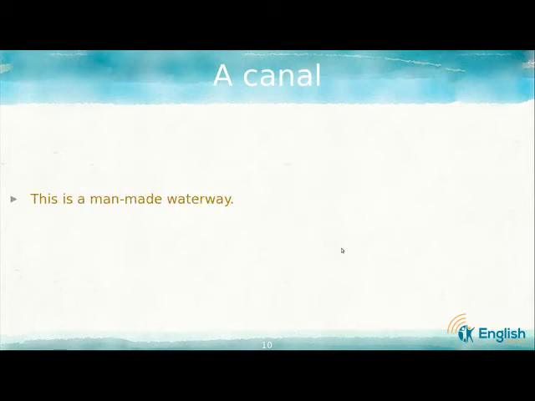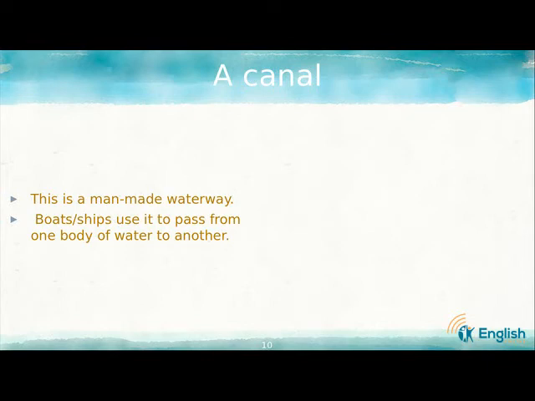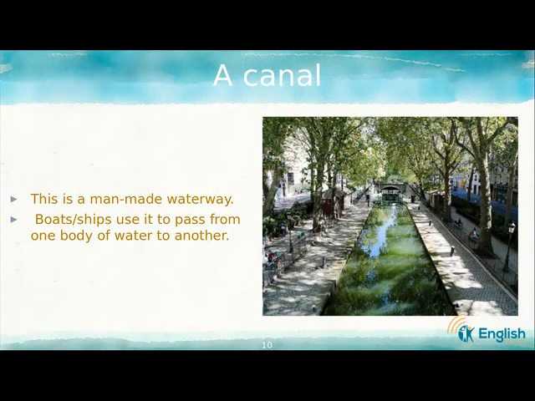This is a man-made waterway. Boats and ships use a canal to pass from one body of water to another. You can usually find canals near towns and cities and villages, and they usually flow down to a river, the sea, or the ocean. Here's a picture of a canal in a city.